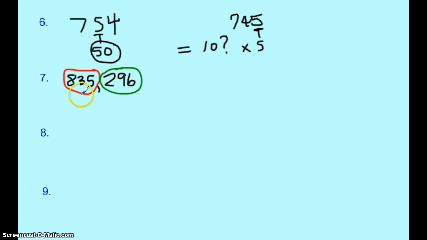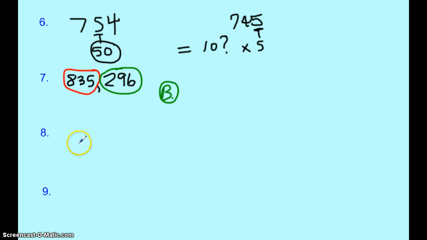So let's go find the one that says 835,000. Okay, that's not A. That says 83,000. B says 835,000. So far so good. Then the second part of that, 296. So we just found this. The word form is selection B.